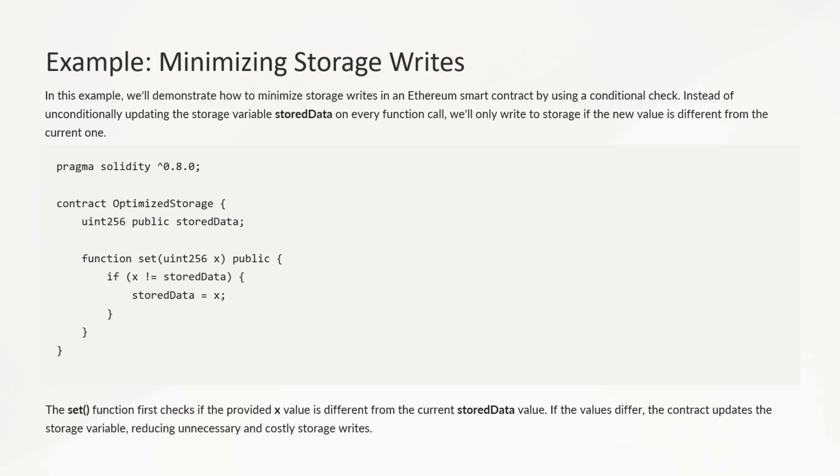Within the set function, there's a conditional check: if x is not equal to storedData. This check ensures that the new value x is different from the current value of the stored data before proceeding with any updates. If the condition evaluates to true, meaning x is indeed different from the current stored data, the value of storedData is updated to x using the assignment statement storedData = x. This contract demonstrates an effective method for minimizing storage writes by only updating the storage variable when a new value is different from the current one. This conditional check helps in reducing unnecessary and costly storage operations, contributing to improved gas efficiency in Ethereum smart contracts.